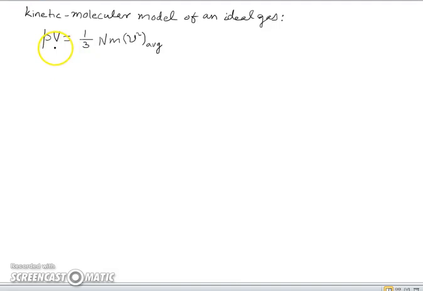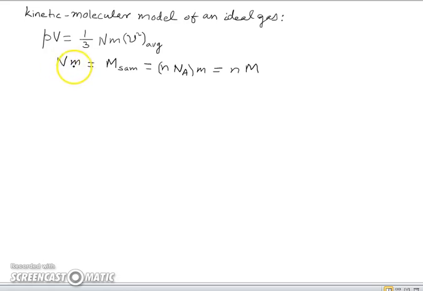So we just got this relationship PV is 1/3 N m V square average, and now we know that the total number of molecules times the mass of each molecule is equal to the mass of the sample or mass of the substance. We can rewrite capital N as nothing but the number of moles times the Avogadro number, and times the mass of each molecule, this is equal to n times the molar mass. So n is the number of moles, and N_A times m is the total number of molecules in 1 mole times the mass of 1 molecule, so the total mass in 1 mole, that is called molar mass.